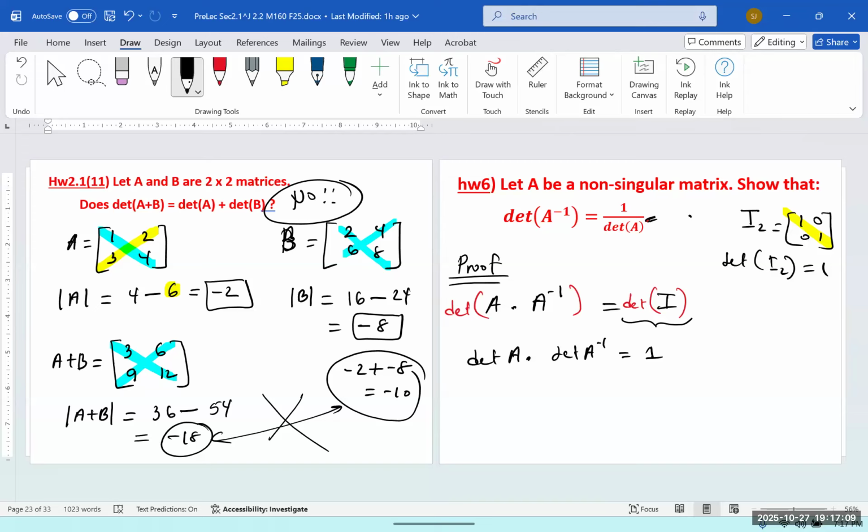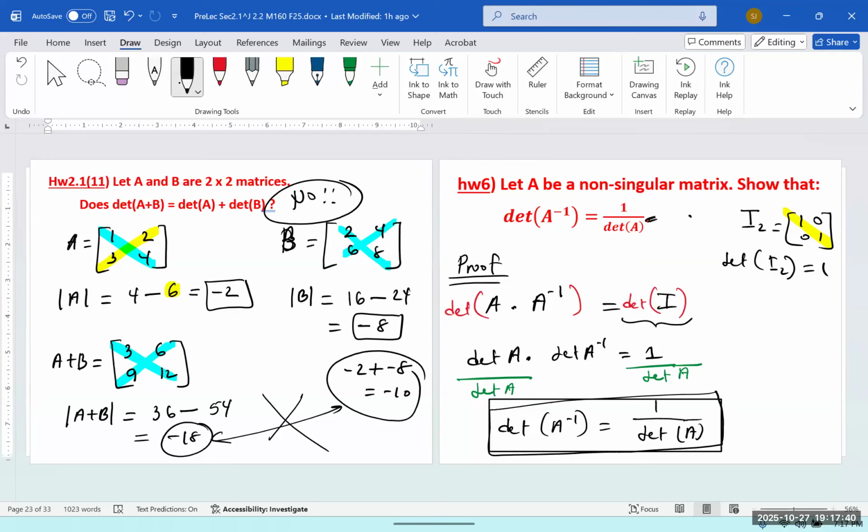The answer is in front of you. What is your last step? Good job. Divide by what? The determinant of A. And we are allowed to divide because a determinant is a number, not a matrix. So the determinant of A inverse is 1 over the determinant of A. Exactly. That's why I put it here.